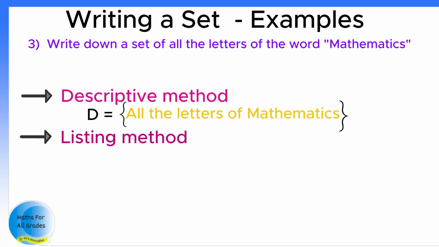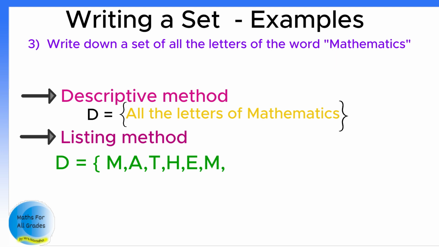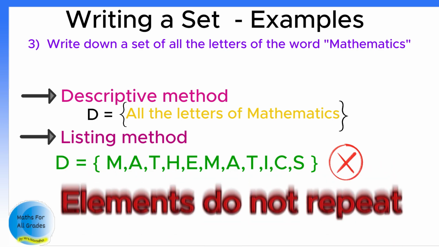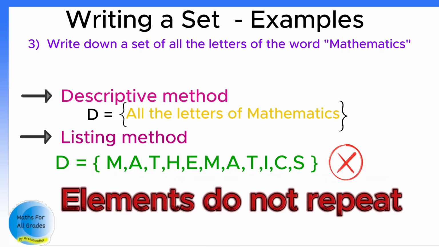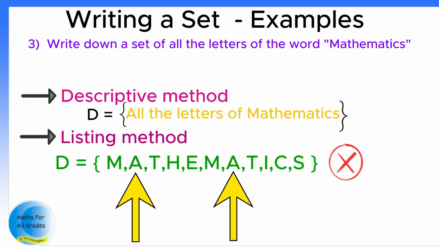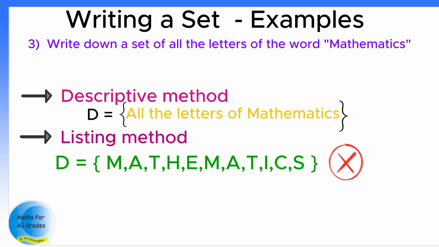When you write it in listing method, if you write it as D equals, open a curly bracket, and then write every letter of mathematics including the repeated ones, then it's wrong. Why is that? Because elements in a set do not repeat. We write each element only once. Look here. M is repeated twice and A is repeated twice. Because of that, this is wrong.